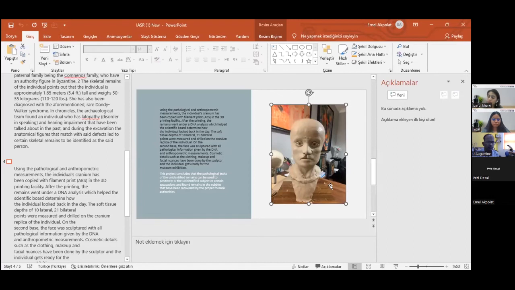The project concludes that pathological traits of the identified remains can be used for positive identification, not morphological, epigenetic, or DNA, but the pathological conditions are very useful for identification in a positive way in mass graves. That's all, okay?